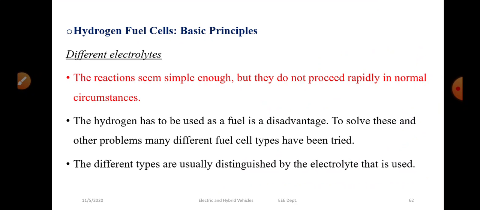We can use different electrolytes, that is acid electrolyte, alkaline electrolyte. There are many different electrolytes and also many different types of fuel cells. We can study them in the next class.